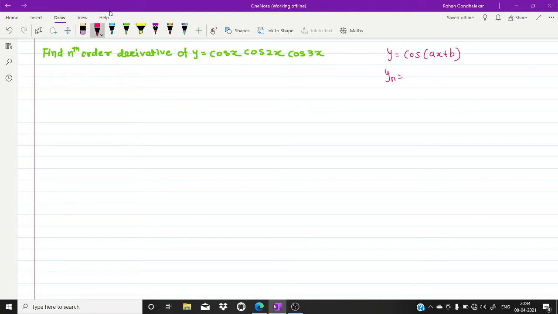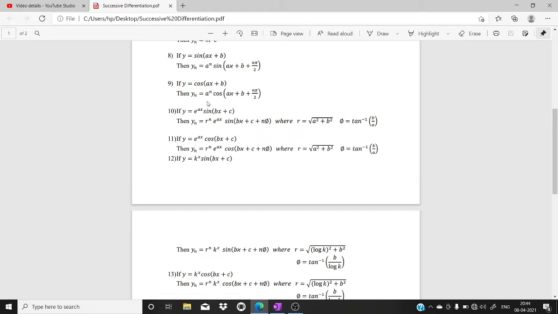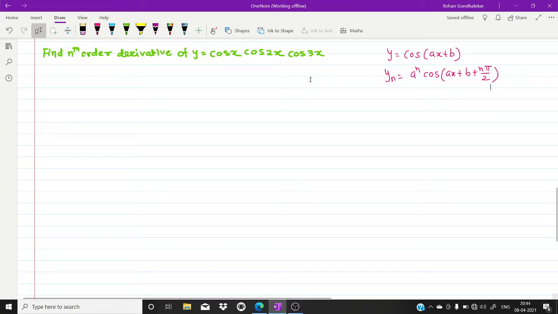a raised to n into cos of ax plus b plus n pi by 2. Just have a look on this, the formula. Y is equal to cos ax plus b, yn is a raised to n cos of ax plus b plus n pi by 2. Is it? So first I need to simplify this product. That means I need to separate out the terms either in terms of addition or subtraction. So how can we proceed? So let's start.